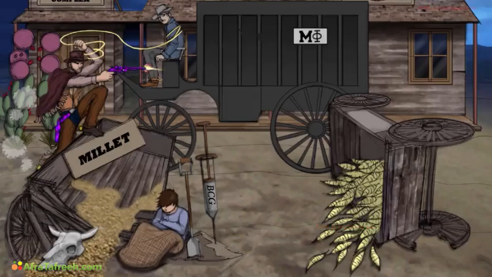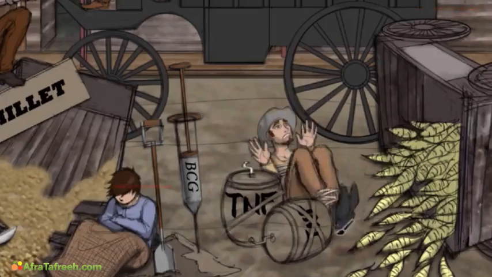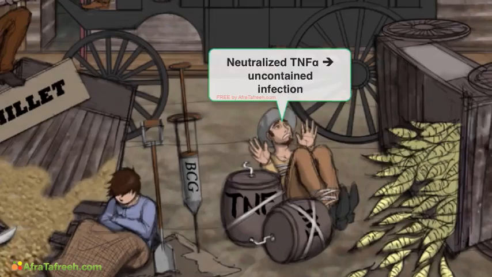To remember this specific mechanism of host defense downregulation, let's draw a guy here in the middle of the gunfight strapped to barrels that say TNF, as if it were a keg of TNT. This bound, defenseless guy tied up to a TNF keg is to remind you that your immune system is defenseless if its TNF is inhibited.